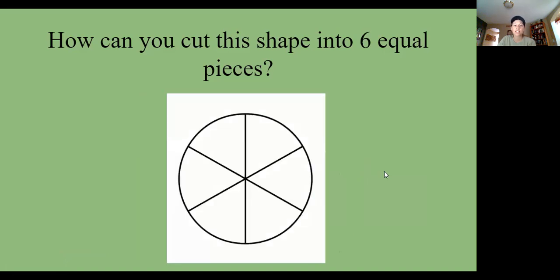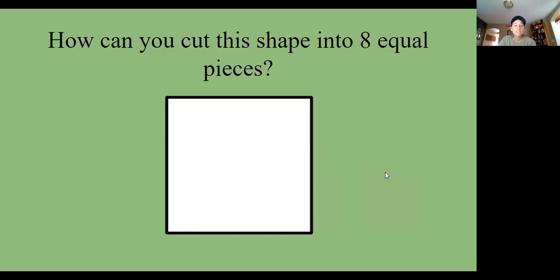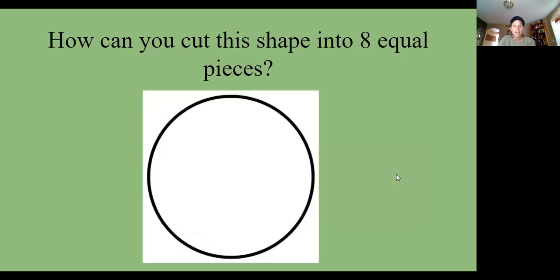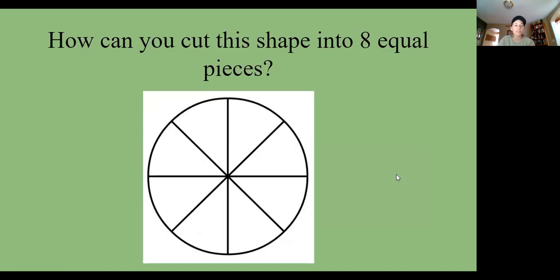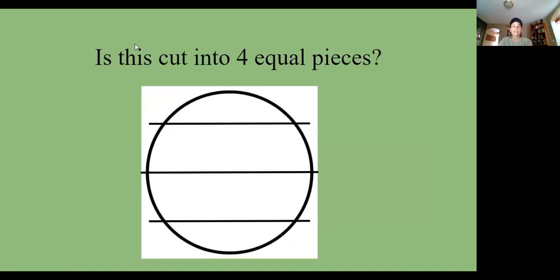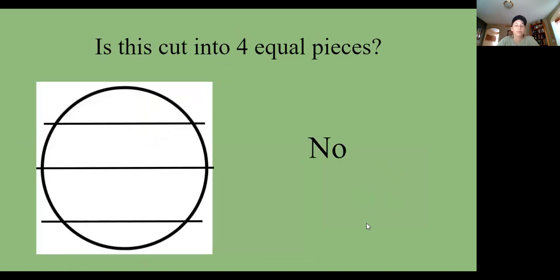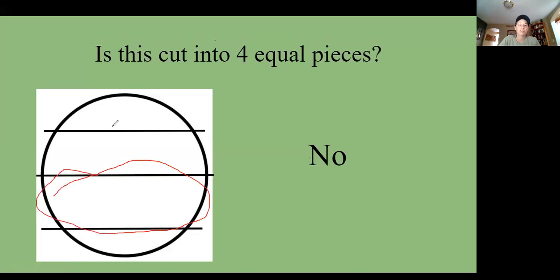6 pieces, it would look something like that. 8 pieces would look something like this. And another one, 8 pieces with a circle would look like that. And this is the last question, is this cut into 4 equal pieces? No, it is not cut into 4 equal pieces. You can see the top one, how it's rounded on the top. So that actually cuts off part of the piece of pie, you could say. So this third one right here, this piece is a lot bigger than this piece up here, right? So this is actually not cut into 3 or into 4 equal pieces.